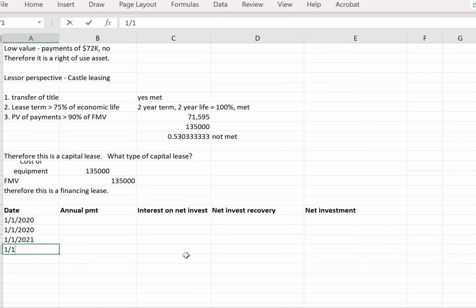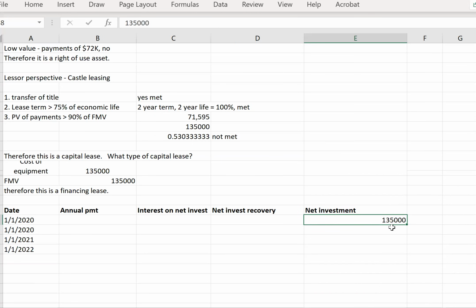Actually do it this way, 1/1/2022. Okay. So at the beginning of the lease, we're going to record here our investment in the lease, which is the cost of the equipment. So we start the schedule off with 135,000, which is different. Normally we're starting this with the present value of the minimum lease payments when we're on the lessee side, but for the lessor now, our net investment.